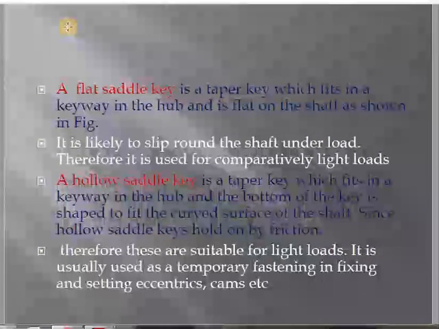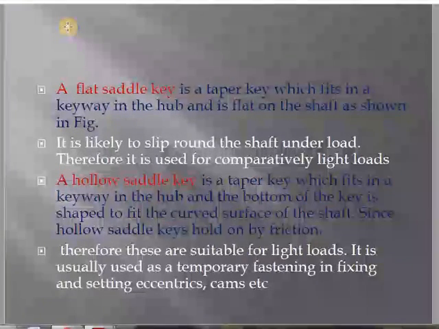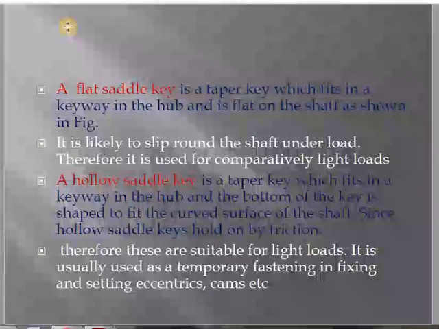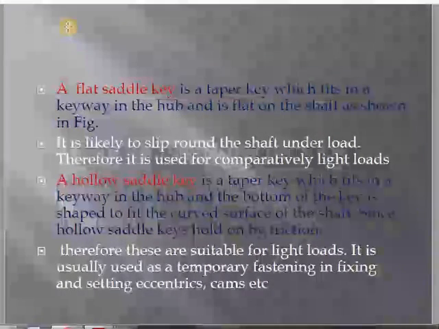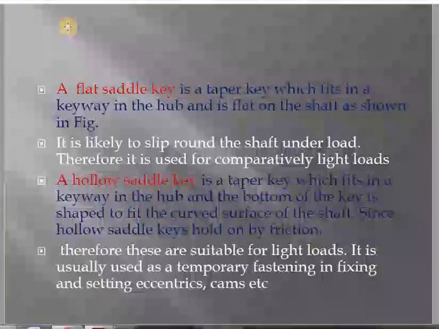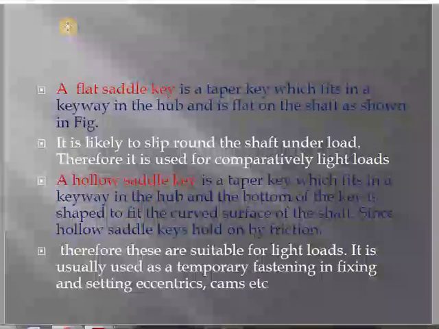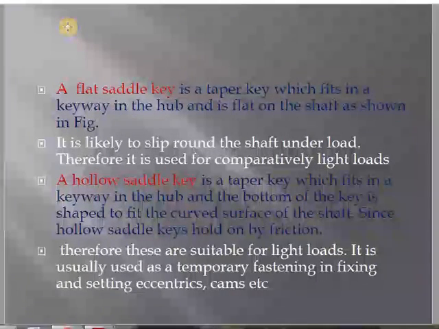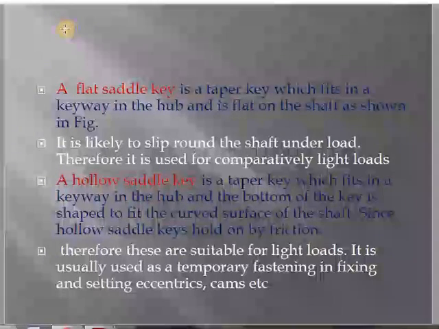Whereas in case of a hollow saddle key, it is a taper key which fits in a keyway in the hub, and the bottom of the key is shaped to fit the curved surface of the shaft. So as it was shown in the figure, the bottom of this hollow saddle key was curved to the shape of the shaft. Since hollow saddle keys hold on by friction, therefore these are suitable for light loads. It is usually used as a temporary fastening in fixing and setting eccentrics, cams, etc.